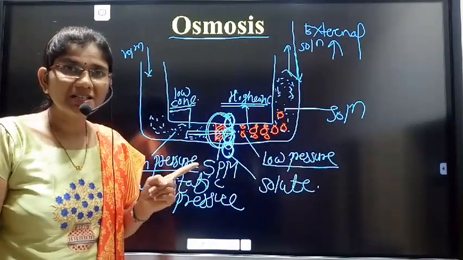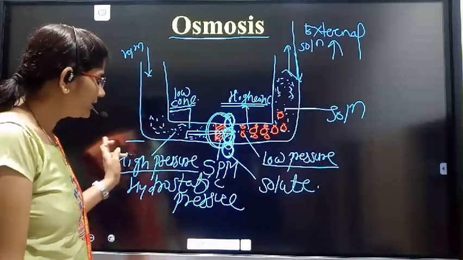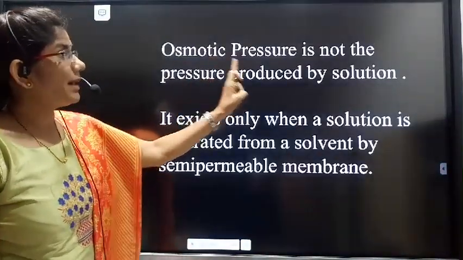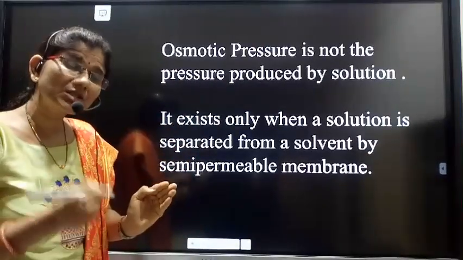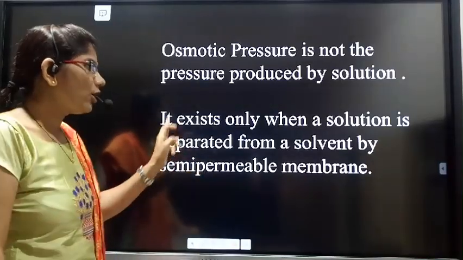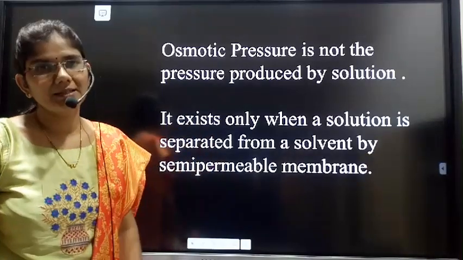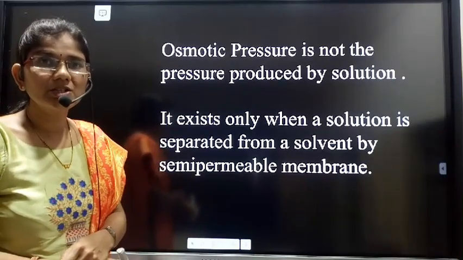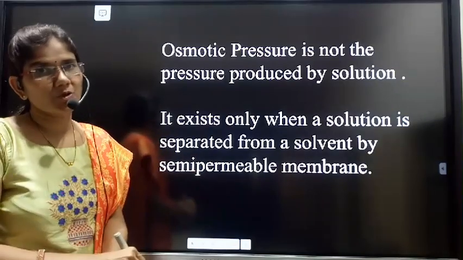So the osmotic pressure is not produced by the solution, but it exists when a solution is separated from a solvent through a semi-permeable membrane. So what is meant by osmotic pressure? Osmotic pressure is the hydrostatic pressure needed to stop the osmosis.